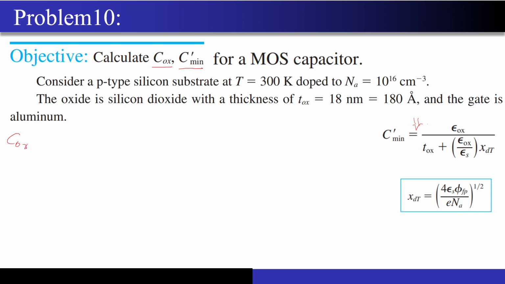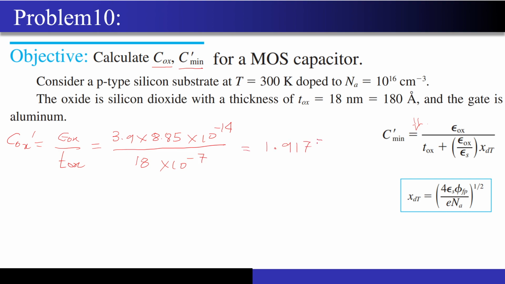What is the Cox? Cox dash is nothing but epsilon ox by Tox, right? And what is epsilon ox? It is 3.9 times the dielectric constant of free space, 8.85 into 10 to the power minus 14, divided by the Tox. What is Tox? Tox is 18 nanometers, so 18 into 10 to the power minus 7 centimeters. Now if you solve it, this value will come out to be around 1.19175 into 10 to the power minus 7 farad per centimeter square. This is the first question that they had asked me.